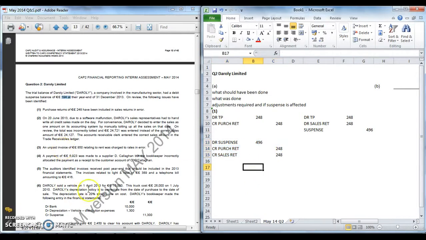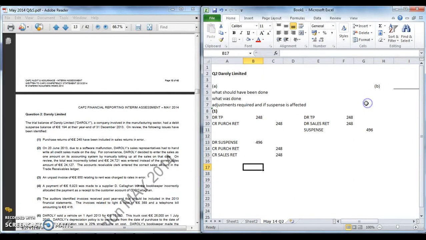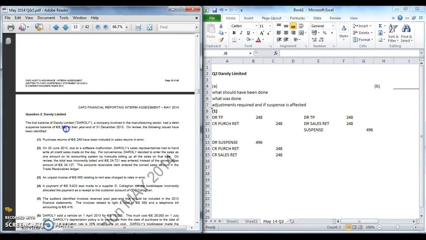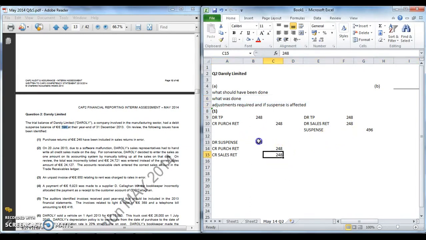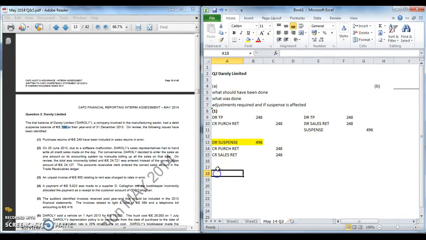Now if people want to go on and do part B at the same time, fill in the suspense account, you can. I've just done over here that I'm going to do at the end. You're already told what the opening suspense is, the debit balance, and then you can gradually put them in as you do the questions. I'm just going to leave them till the end, and I'm going to highlight it in yellow to make sure I know where to come back to.